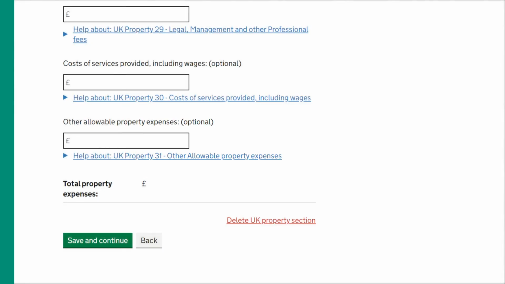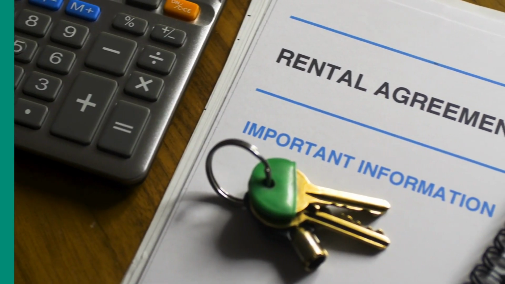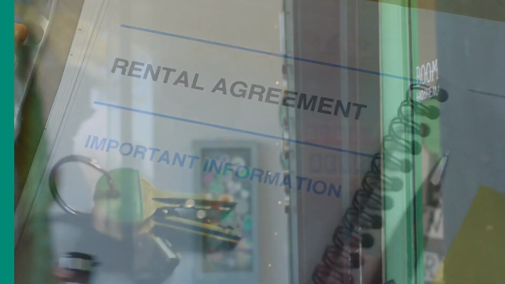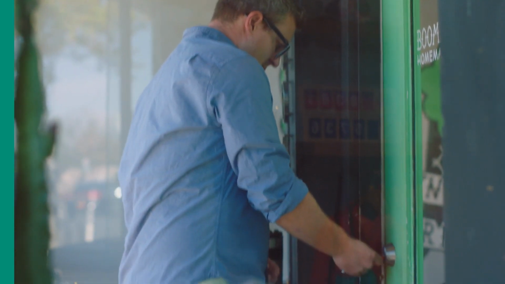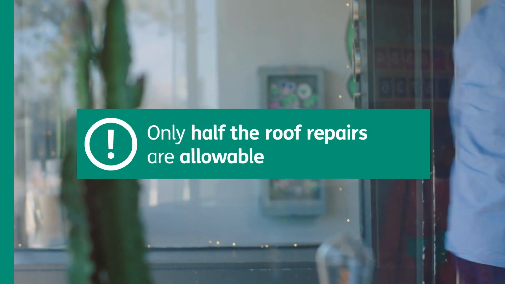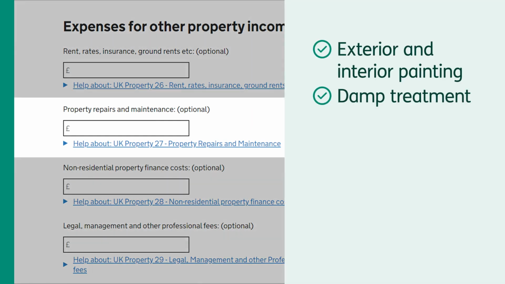Where an expense covers a non-rental and rental property, you'll need to adjust the amount so you only include the rental business proportion. For example, you have a shop with a rental flat above, only half the repairs to the roof are allowable. These are examples of allowable costs you can enter here.